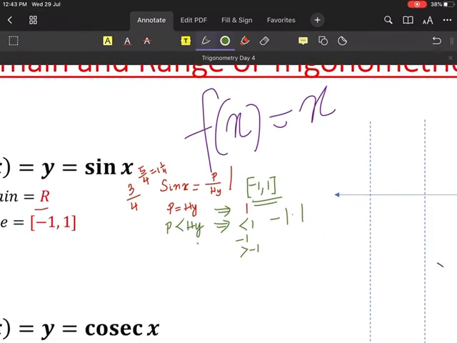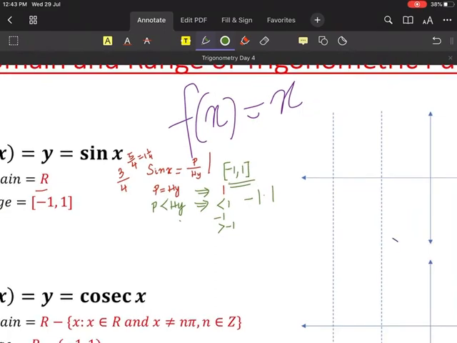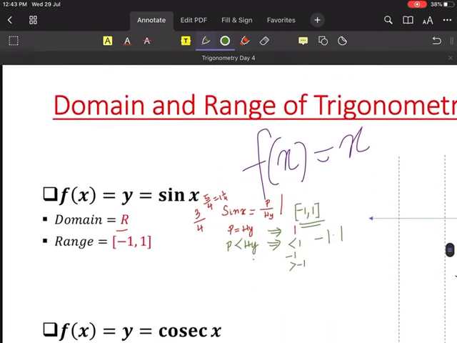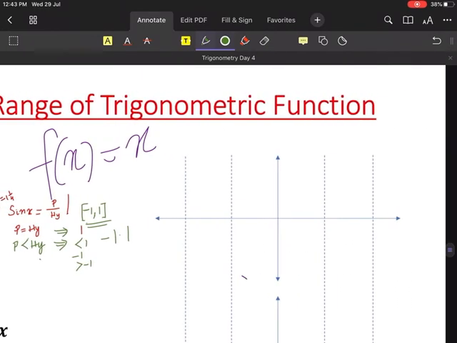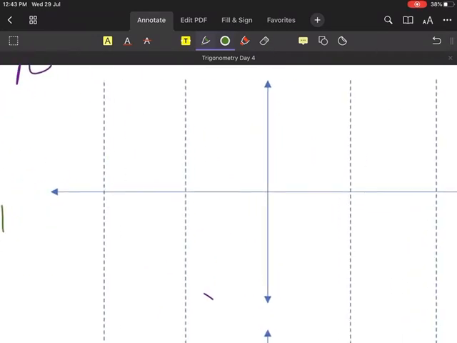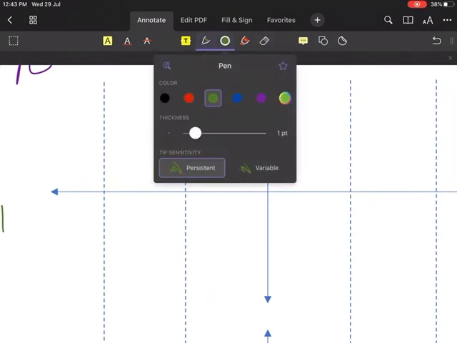Okay, understood? Now let's start drawing the diagram. So range is equal to minimum value is -1, maximum value is 1. Let's start drawing the diagram of this one. Let's see who can tell me one by one. I hope you guys remember the values.